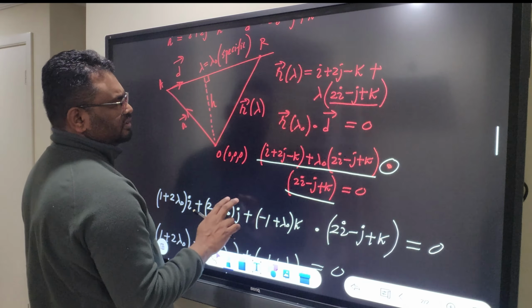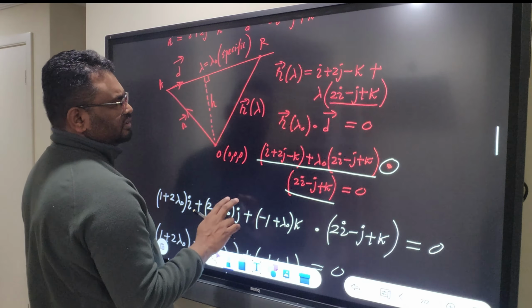Good. So now that value is substituted here. So that r of lambda 0, you can find by substituting 1 divided by 6 here. So that would be i plus 2j minus k, plus 1 divided by 6 times, and you have to do this, a little bit of pain, 2i minus j plus k. Good. So now we will simplify this a little bit.